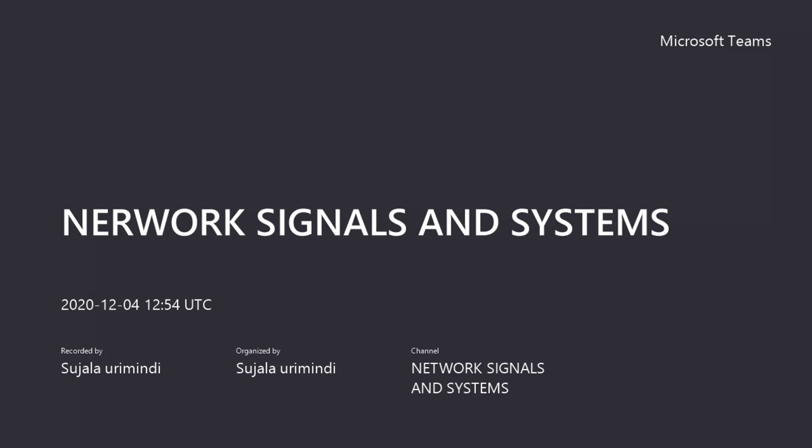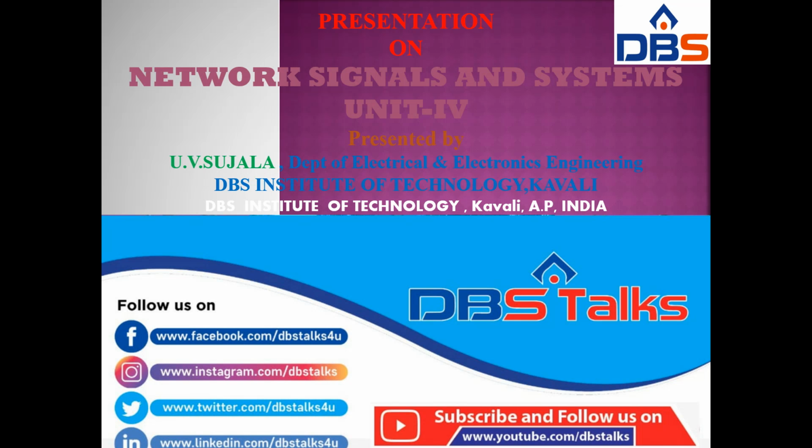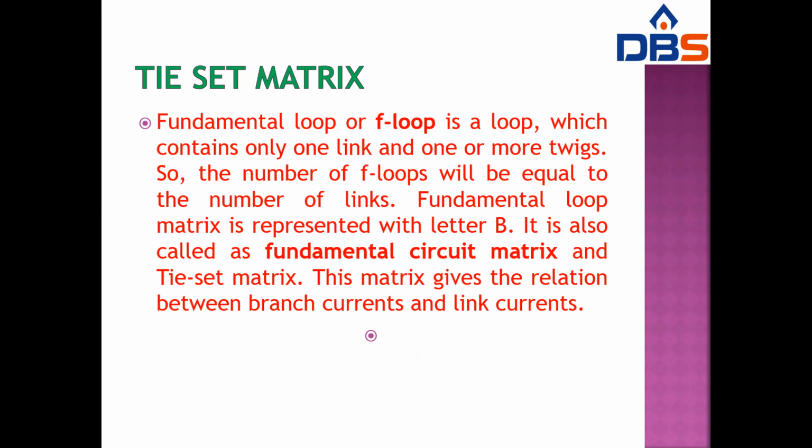Another topic of network signals and systems. In the last class, I discussed what is a graph, what is a loop, what is a node, what is a subgraph, what is an oriented graph, what is a tree, what is a co-tree, and how you write the incidence matrix, what you take about the rows and the columns. That is the graph theory.